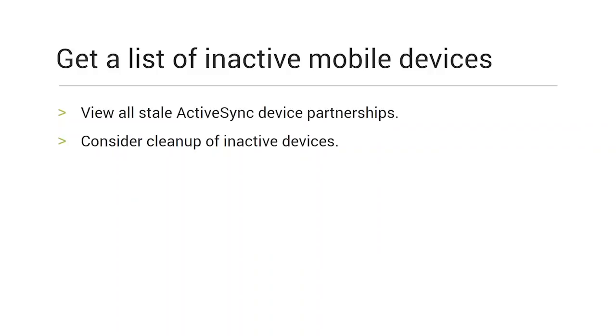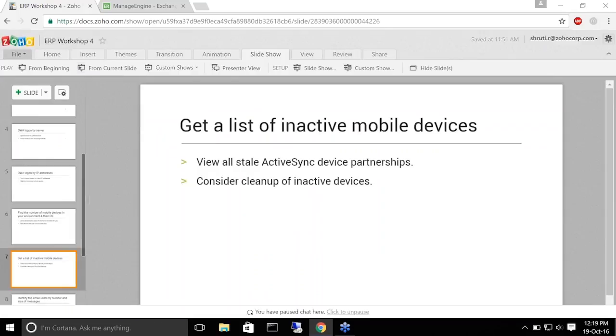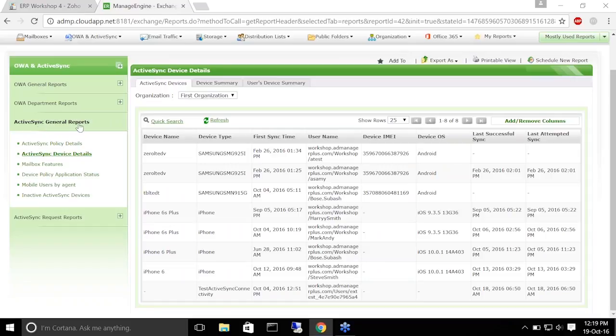What about users who have all these mobiles on ActiveSync device partnerships? These users can clean up these inactive devices by themselves by using Outlook Web. But obviously they don't do it by themselves, and it falls on our shoulders to find all the inactive devices in the organization and to remove them. And instead of using PowerShell for this, you can use the inactive ActiveSync device report of the product. Once again, this report can also be found under the ActiveSync General Reports category. It is called the Inactive ActiveSync Devices Report.